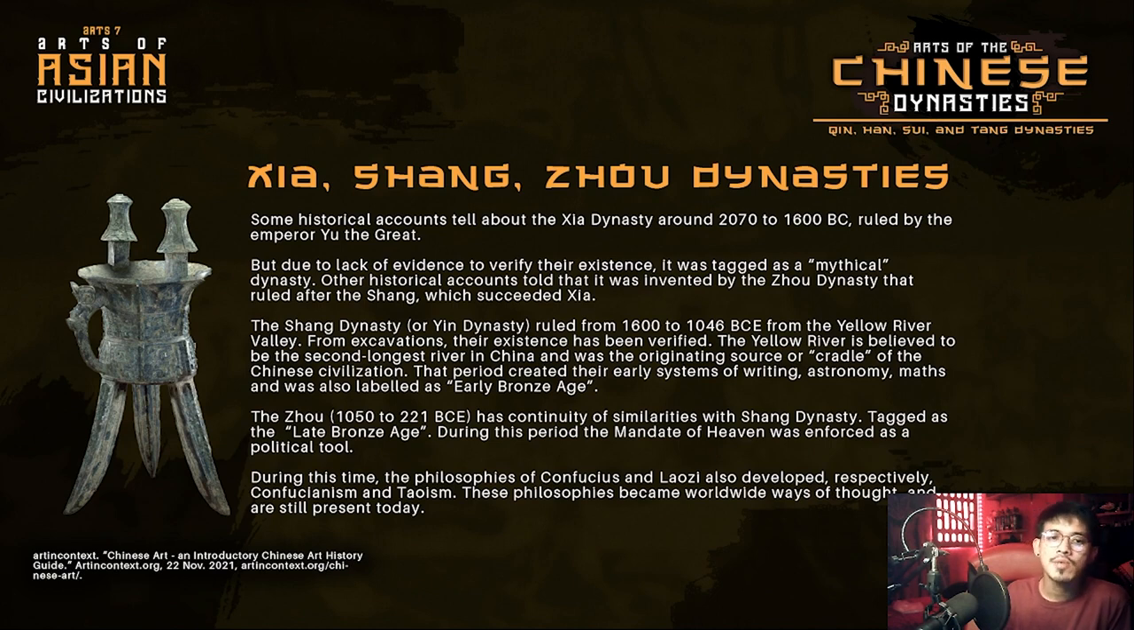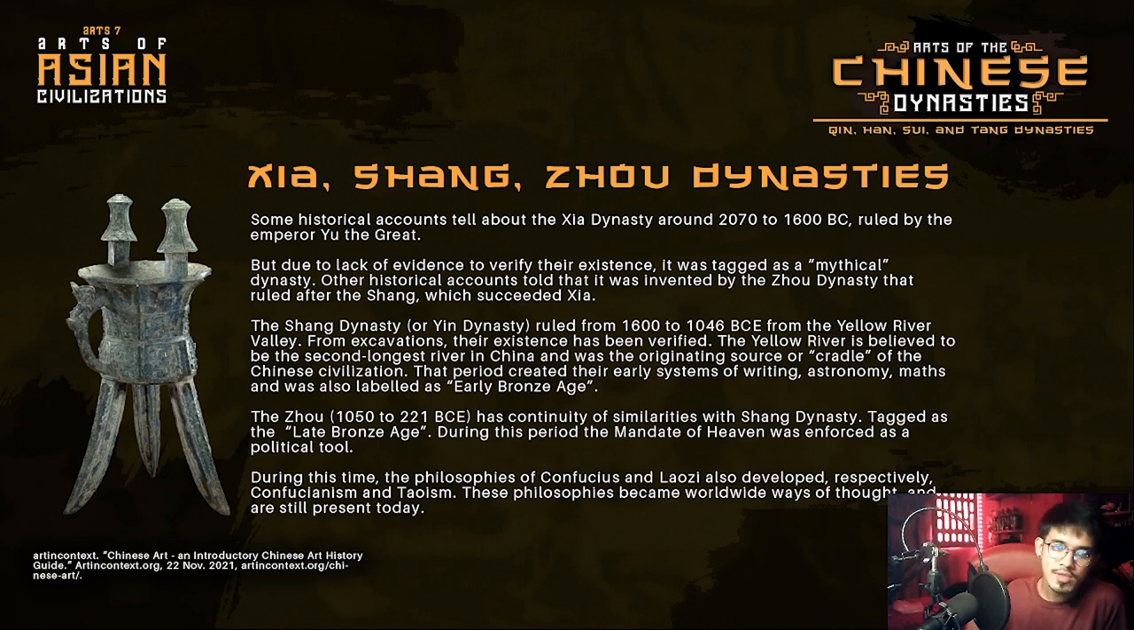So the Shang dynasty was the early Bronze Age because of their early development in culture such as systems of writing, astronomy, and mathematics. And it was of course eventually improved and continued by the Zhou dynasty, rather, and so tagged as the late Bronze Age. During this period, the mandate of heaven concept was enforced as a political tool. So the mandate of heaven is given to the emperors so that they will be legitimate or the rightful ruler because it was mandated by the heavens for them to rule.